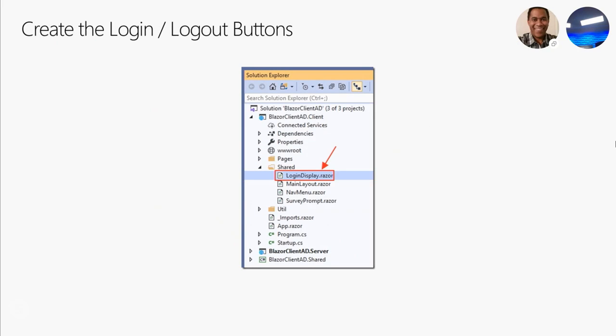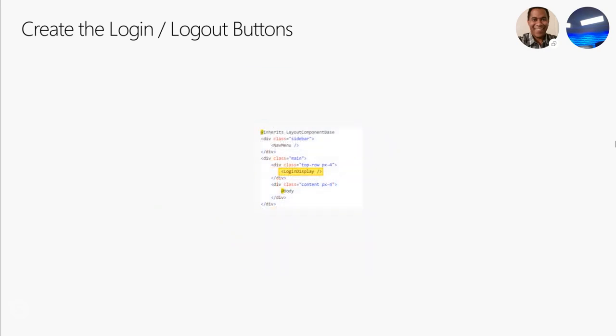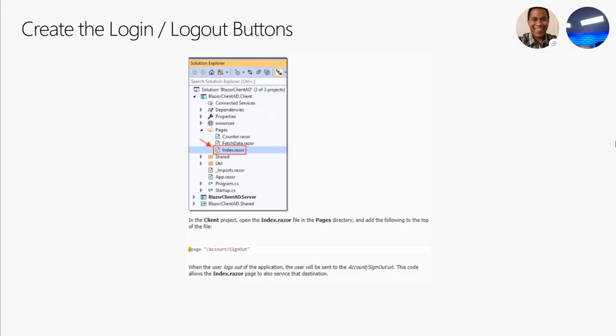So therefore, in our login display, we can now use the authorized view tags to say, okay, show the sign out if they're authorized, or show the login if they're not. In our main layout, we'll just put our login display in there.